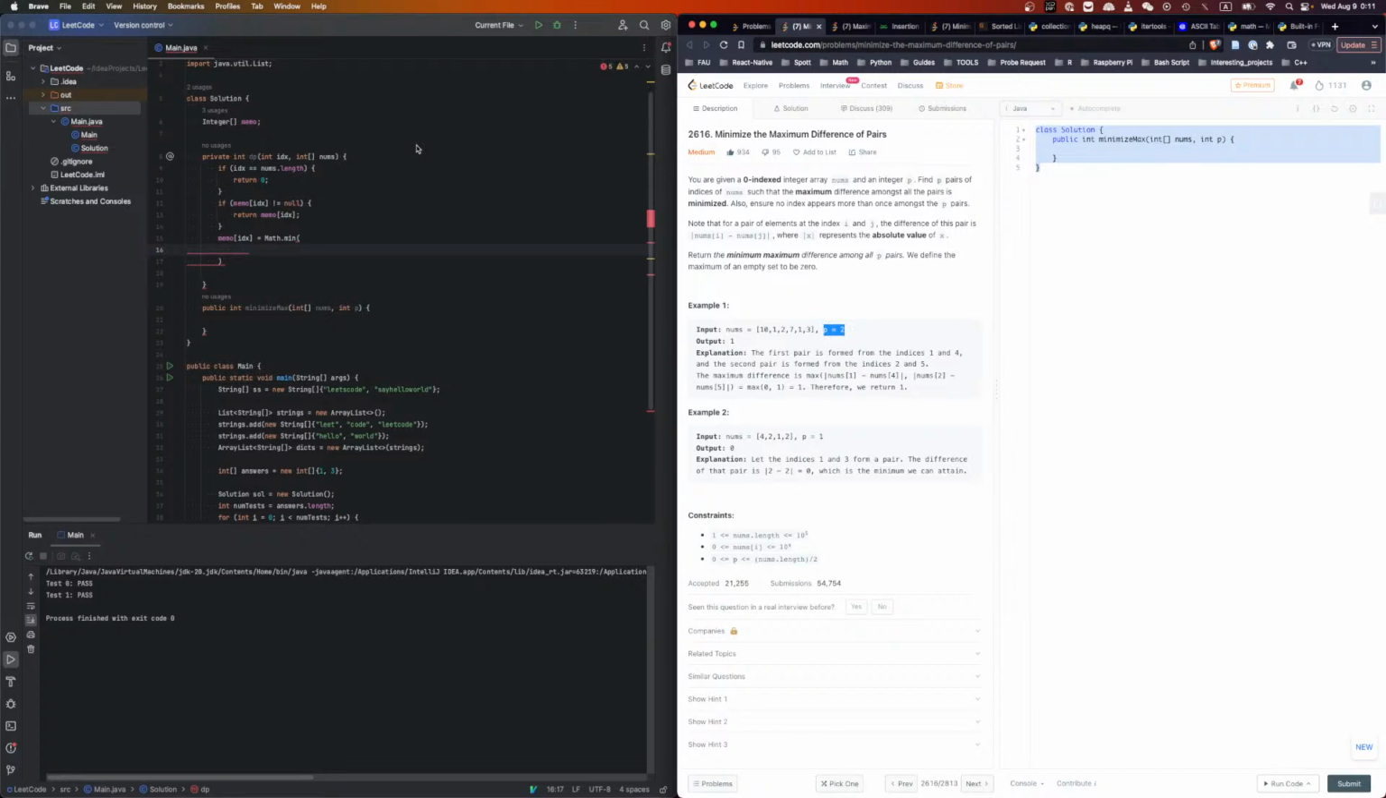That doesn't seem to be DP anymore, because you have to consider only taking P. Wait, what the hell? We have to take P pairs. Right? P pairs. It's starting from this index with P pairs. That doesn't sound right. You can't do P pairs.